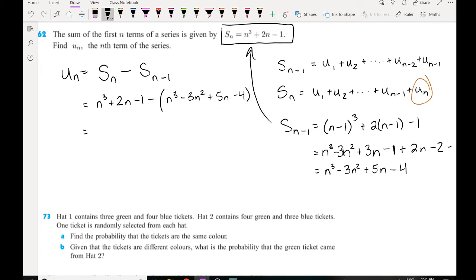All right, so that negative is going to go straight through the brackets, and it's going to flip the sign on everything. So minus n cubed plus 3n squared minus 5n and plus 4. And if I tidy that up, the n cubes are going to go. I don't think anything else is just toast from this. I have 3n squared left. 2n minus 5n is minus 3n. Minus 1 plus 4 is plus 3. So there we go. So the general term is 3n squared minus 3n plus 3.